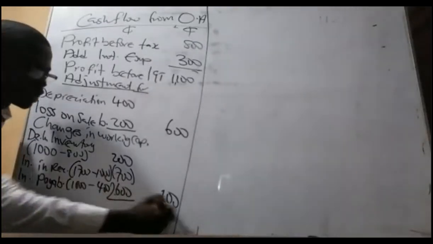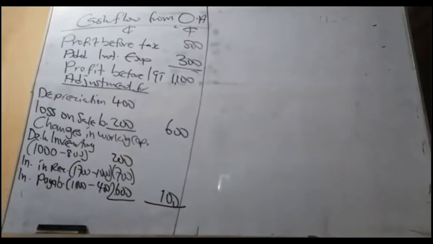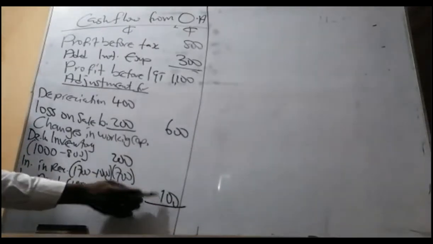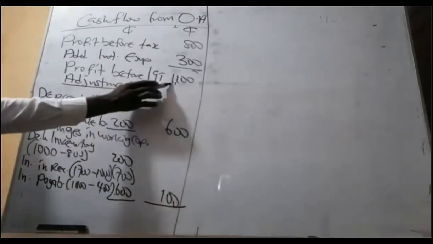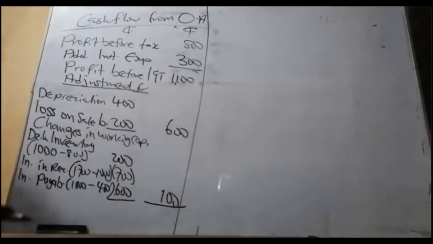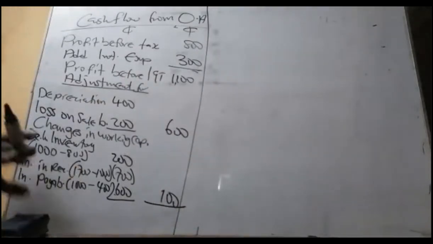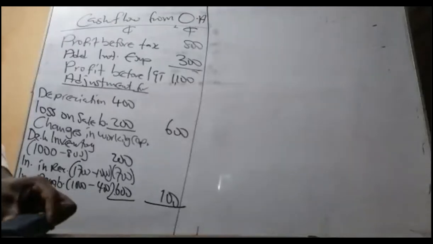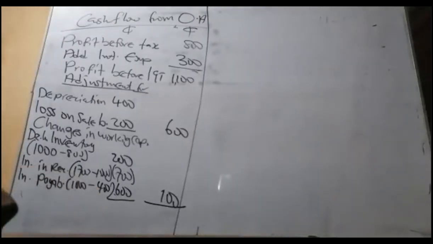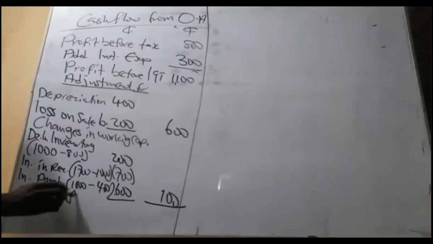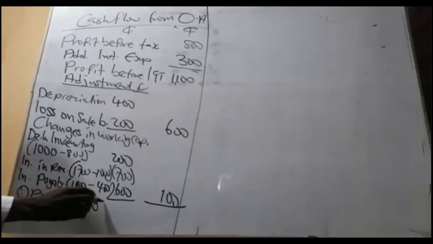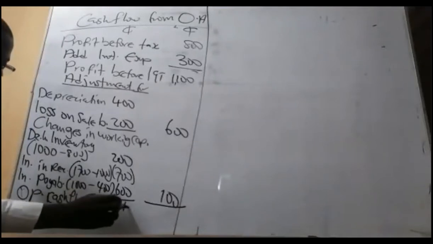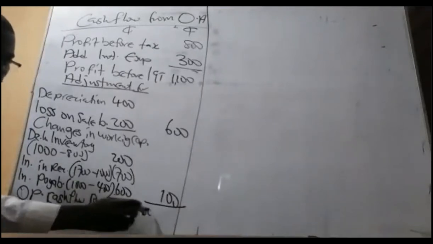Good. Now put all these three things together: change in working capital, net of the adjustment, and the profit before interest and tax. Put them together, then we call it what? Operating cash flow before interest and tax.